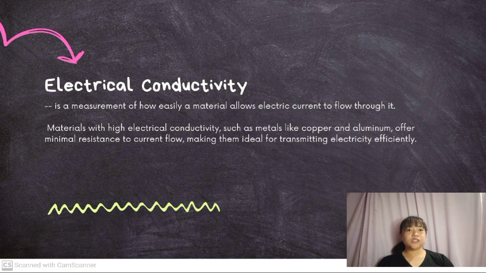Next is electrical conductivity. It is a measurement of how easily a material allows electric current to flow through it. Materials with high electrical conductivity, such as metals like copper and aluminum, offer minimal resistance to current flow, making them ideal for transmitting electricity efficiently.